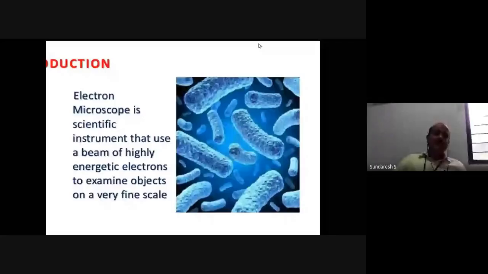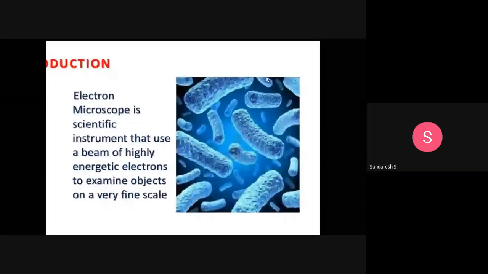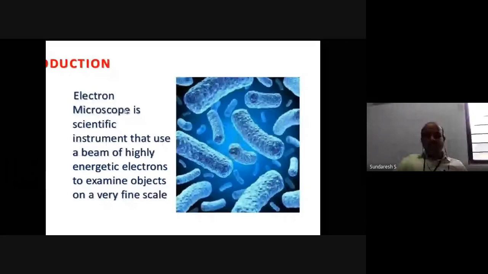So this is the basic principle we discussed in scanning electron microscopy. Here, transmission microscopy goes one step ahead, where you can reach the nano level, up to the atomic level. So the electron microscope is a scientific instrument that uses a beam of highly energetic electrons to examine objects on a very fine scale, even at the nano level. That's what electron microscopy is meant for.